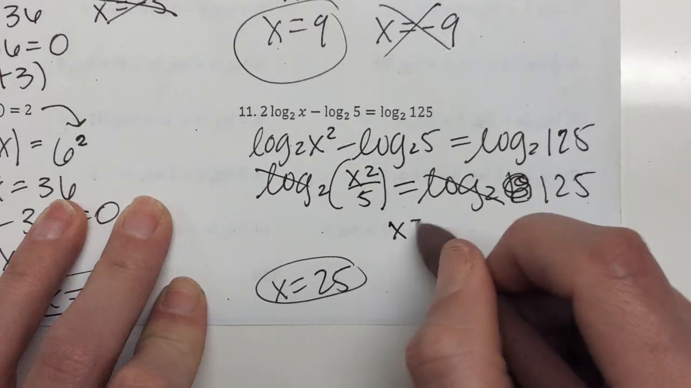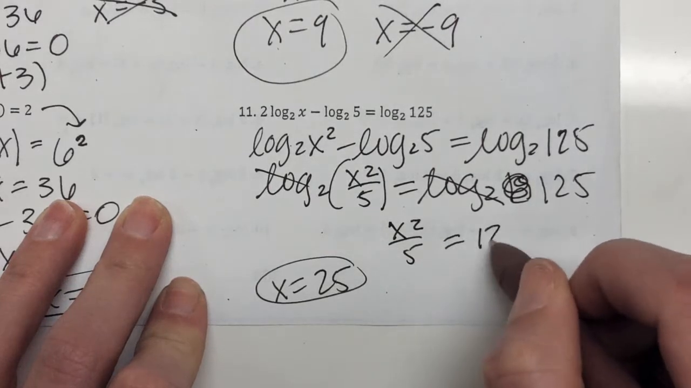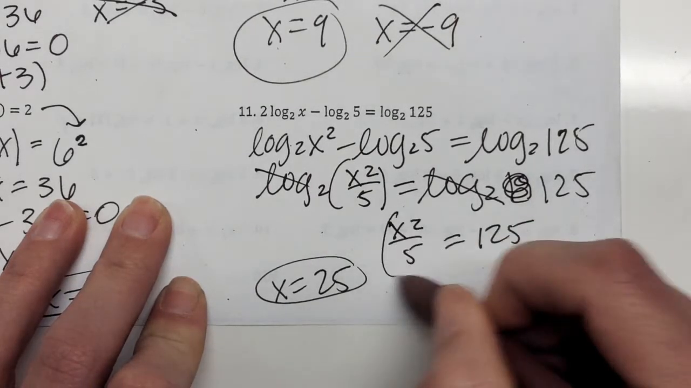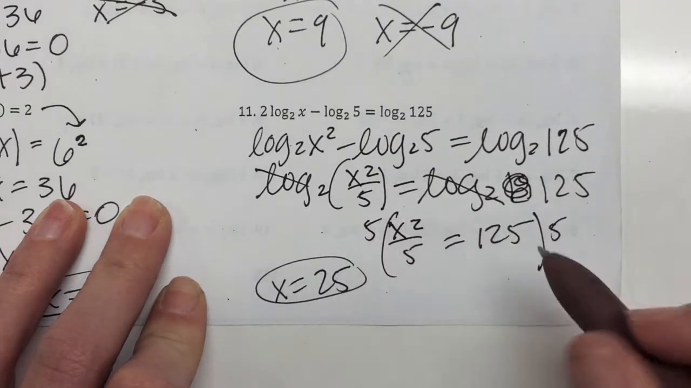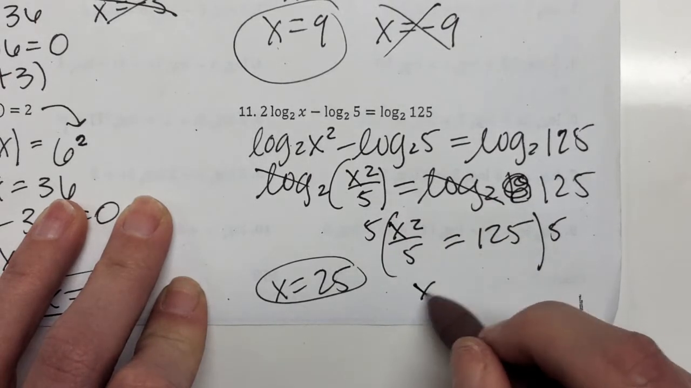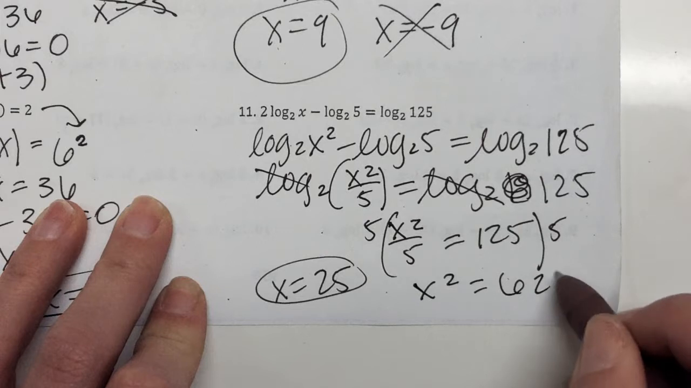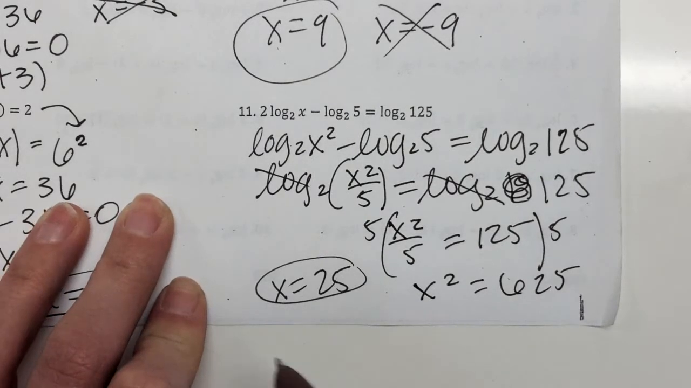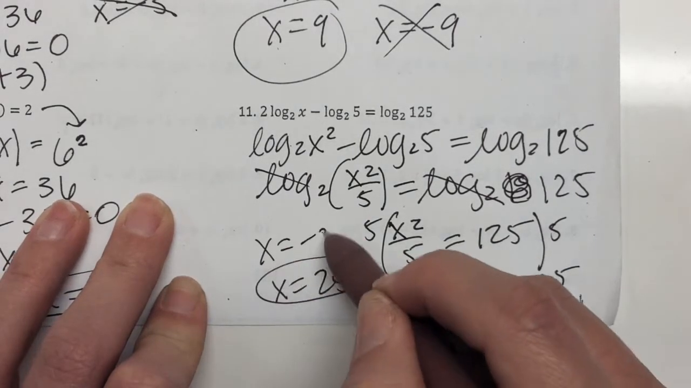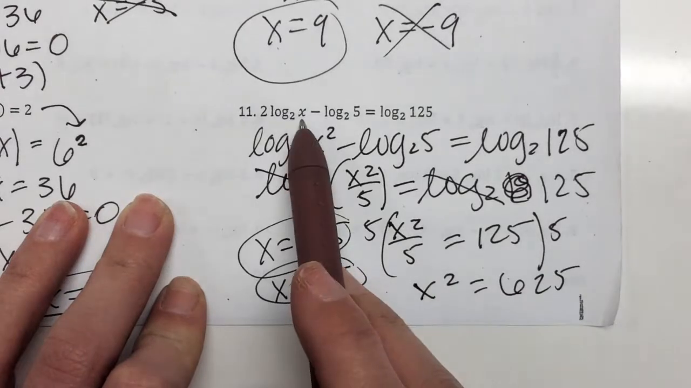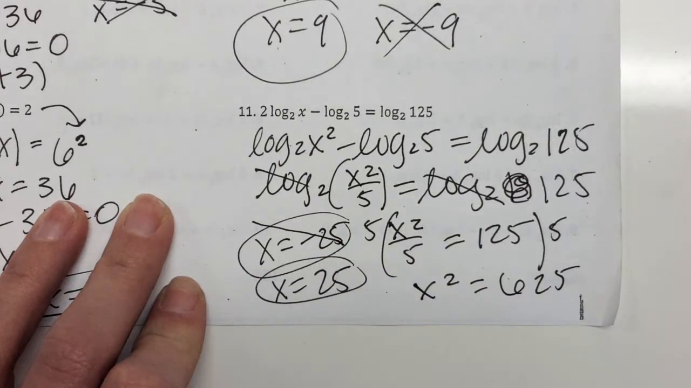So you get x squared over 5 equals 125. How did I solve for x? So we would get what on this side? So it could have been 25 or negative 25. But negative 25, when you plug it in, will give us a negative log. Any questions?